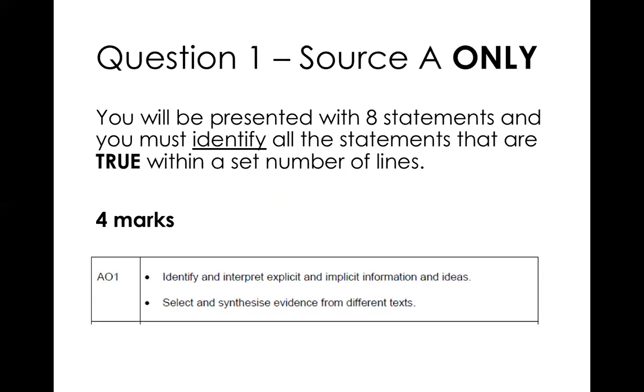So question 1, source A only. You will be presented with 8 statements, and you must identify all the statements that are true within a set number of lines. You'll be given 8 statements, only 4 of them are true, worth 1 mark each, 4 marks in total. As I've already mentioned, AO1 is assessed here: your ability to identify and interpret explicit and implicit information and ideas, to recognise and understand what is happening in a text.